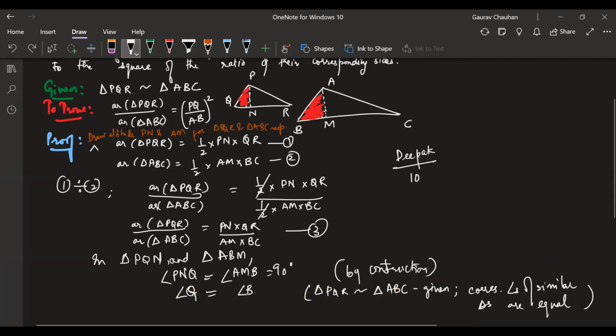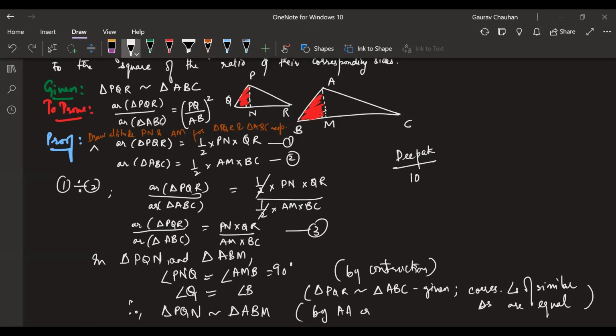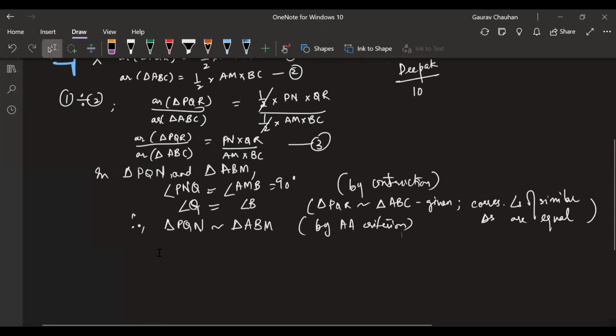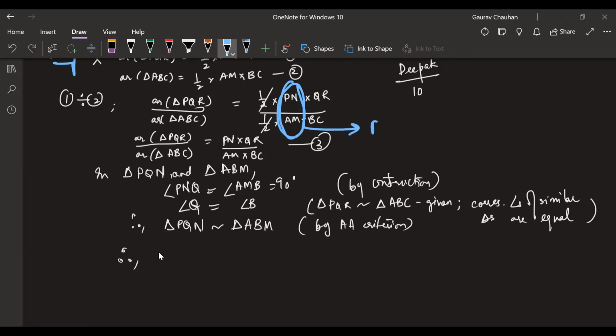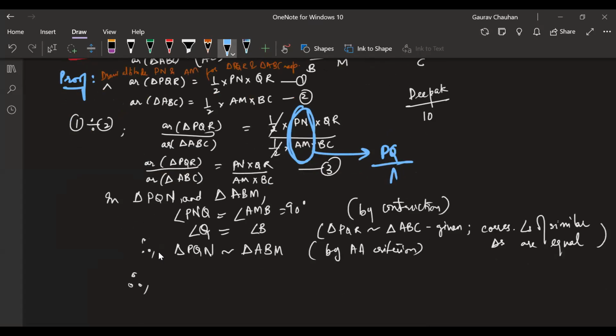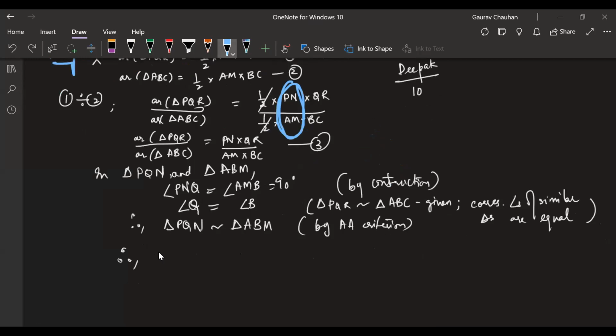Continue, Deepak. Therefore, triangle PQN will be similar to triangle ABM by AA criteria. So, therefore, PN... now I'm going back to what my goal was. My in-between milestone was that I have to change this to PQ by AB. That is what I had thought, so I'm doing that here. Tell me, Deepak.